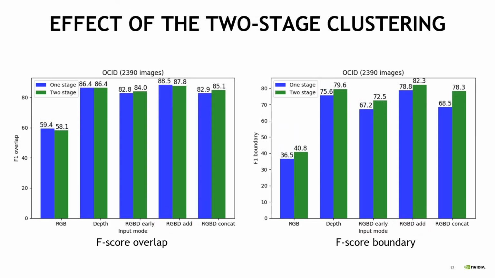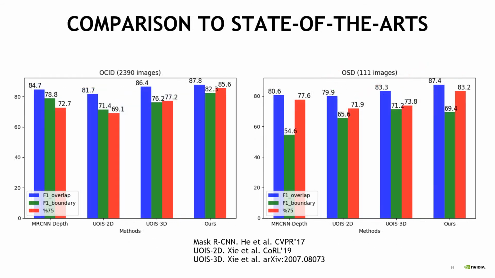We investigate the effects of our 2-stage clustering algorithm. We can see that the second stage clustering is able to significantly improve the F-score boundary for all the 5 input modes. Finally, we compare our method against the state-of-the-art method for unseen object instance segmentation. Our method achieves the best performance on these 2 datasets.